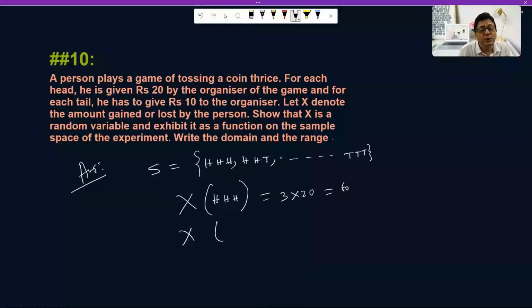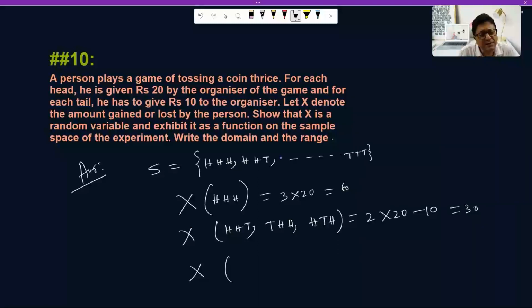Now when he is getting 2 heads 1 tail: HHT, THH, HTH, and is there any other case? 2 heads and 1 tail. What will happen in this case? Either this or this or this. He will win in 2 cases, but he has to lose once. It is rupees 30. And then 2 tails and 1 head also there.